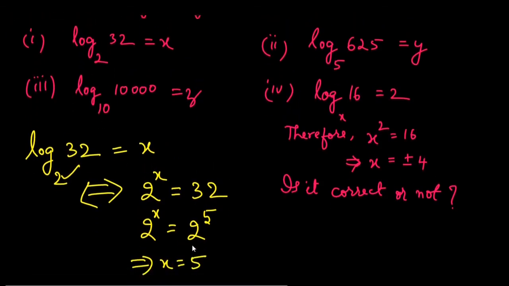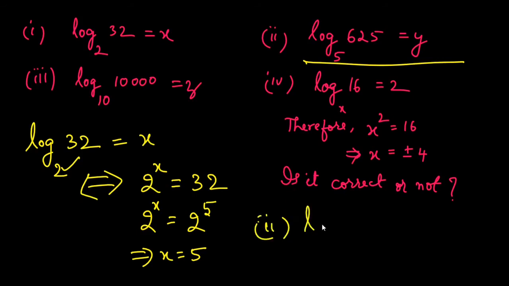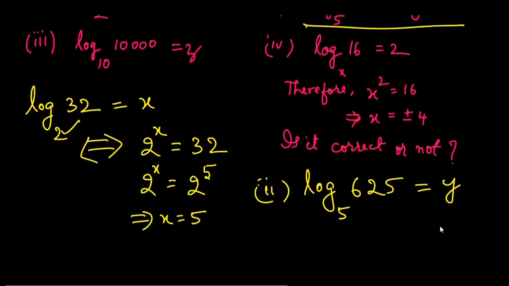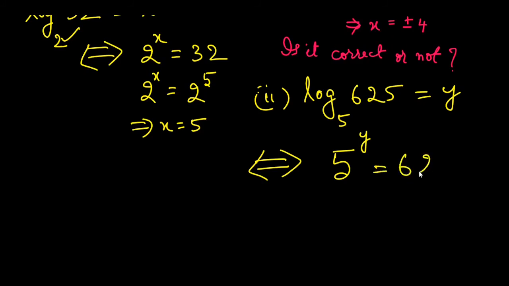Now the second problem, log of 625 to the base 5 is equal to y. What is the value of y? So first convert it into exponential form. The base is 5 here. 5 power y, 5 raised to y is equal to 625.